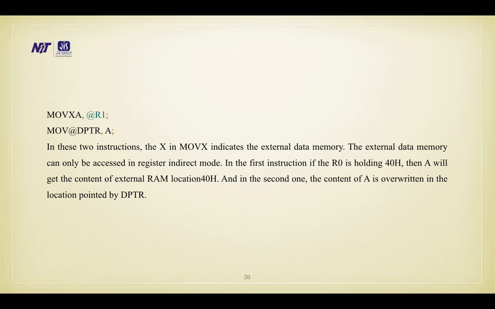40H. And in the second one, the content of A is overwritten in the location pointed by DPTR. It is a pointer.